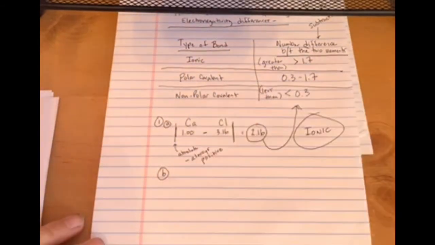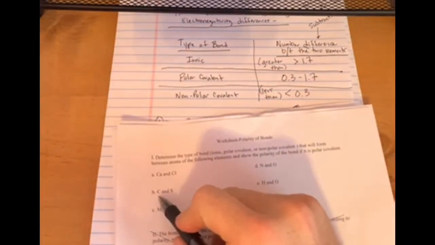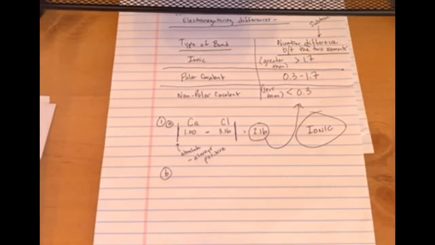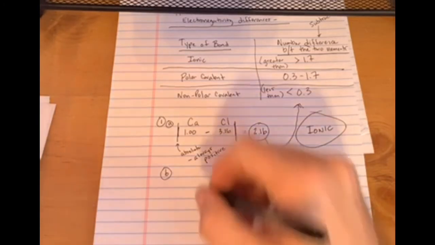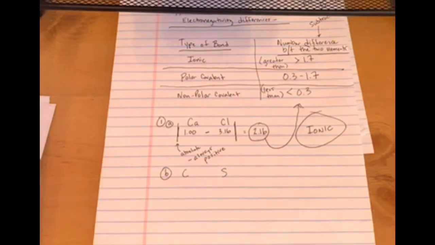1B, this is letter B on your worksheet, is going to be carbon and sulfur. Okay? So here's what we're going to do. You guys tell me what the electronegativity for carbon is, and I'll tell you what sulfur is. Okay? Just put it in the chat.